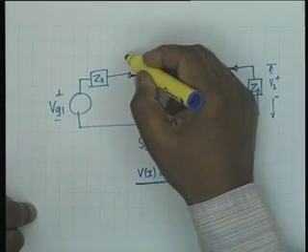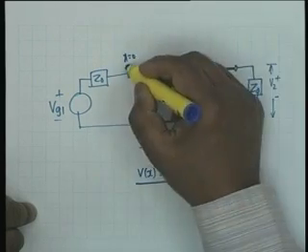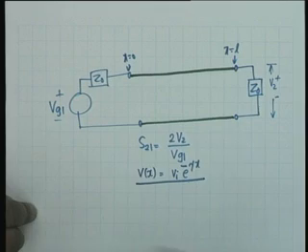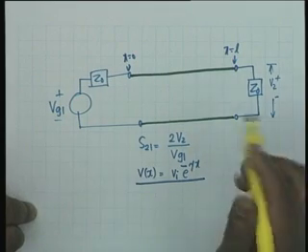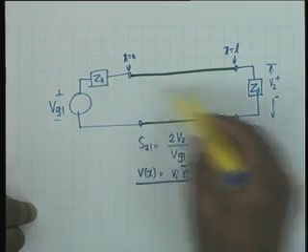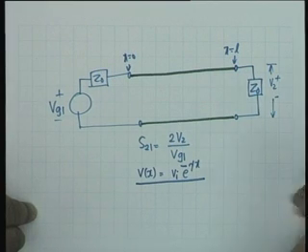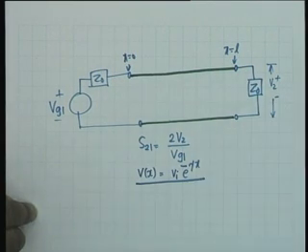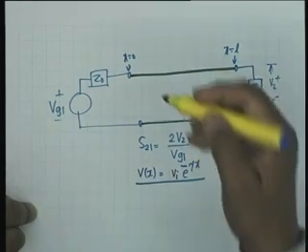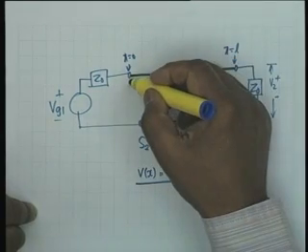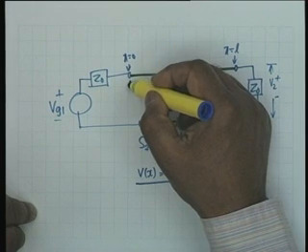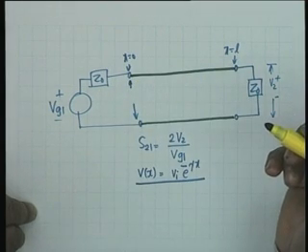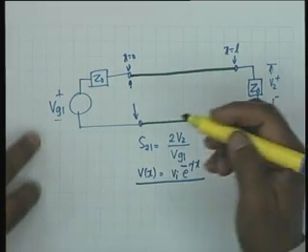At any point x, this is x equal to 0 and this is x equal to L. At any point x, this would be the voltage. There is no reflected wave. This has been made sure by terminating in Z0, both sides. So all that we have to find out now is this voltage. What is this voltage? This is Vi. How is it related to VG1?